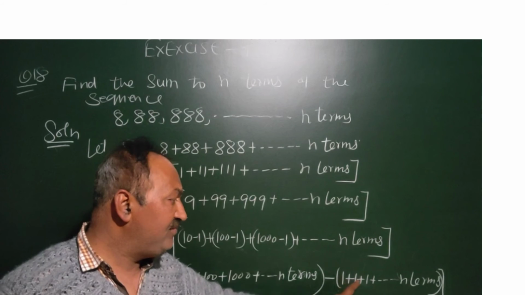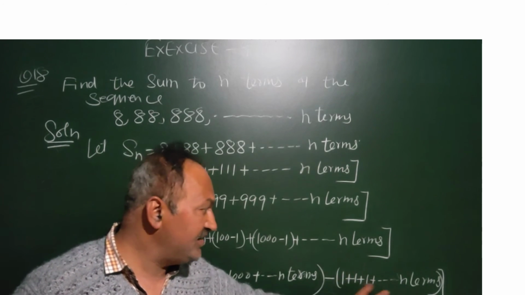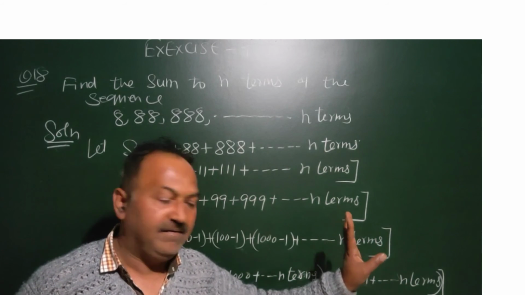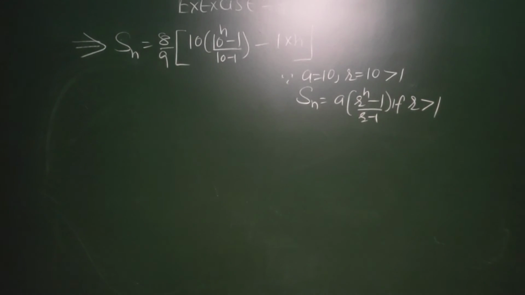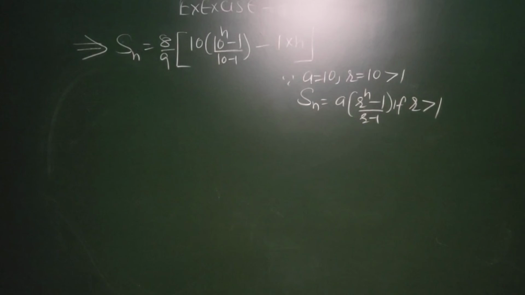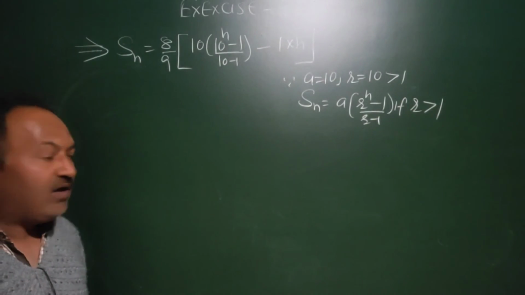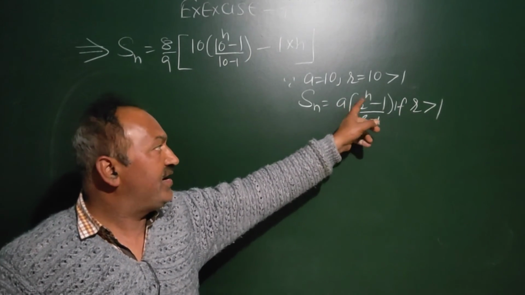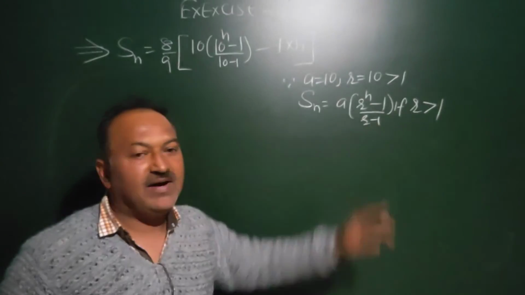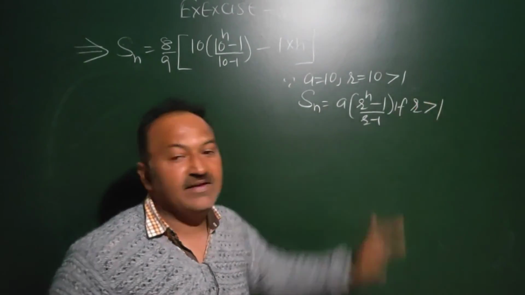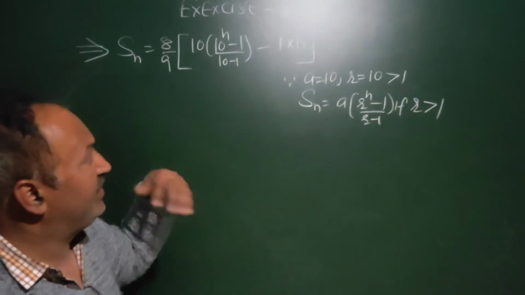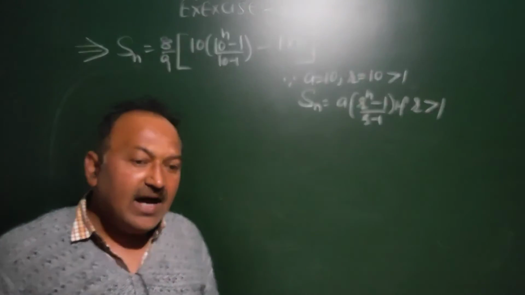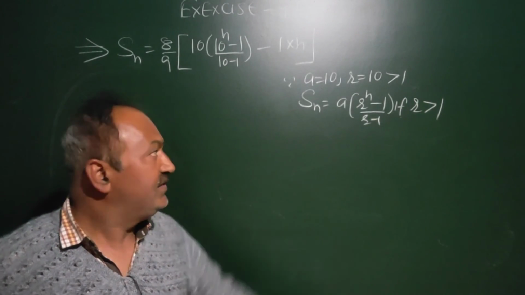And the other is simply 1 plus 1 plus 1. How many times 1s? n times 1s. It will be 1 multiplied by n. Now applying the formula of Sn is equal to A into R raised to power n minus 1 upon R minus 1 if R is greater than 1. In the first sequence, A is 10 and R is also 10, second upon first, that is greater than 1.